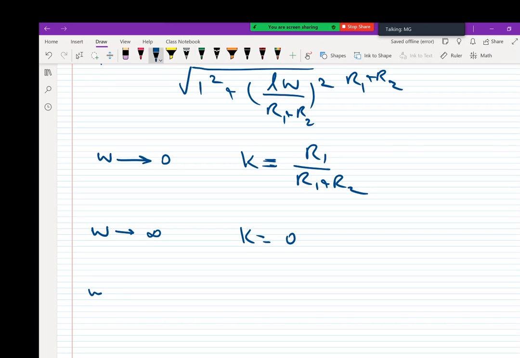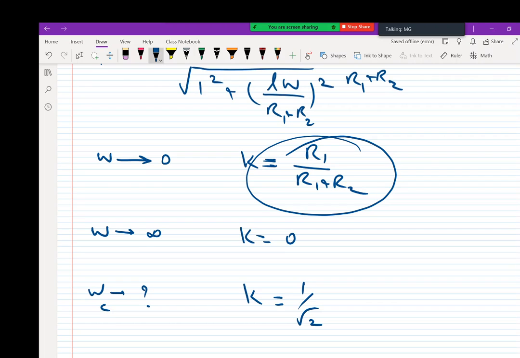For cutoff frequency, gain should be equal to 1 over square root of 2 times the maximum value, so 1 over square root of 2 times R1 over R1 plus R2. So it's very important: the cutoff frequency happens at the frequency in which the gain is 1 over square root of 2 of maximum gain. It's not correct to say gain is 1 over square root of 2 for cutoff frequency. In cutoff frequency, the gain is 1 over square root of 2 times the maximum gain.